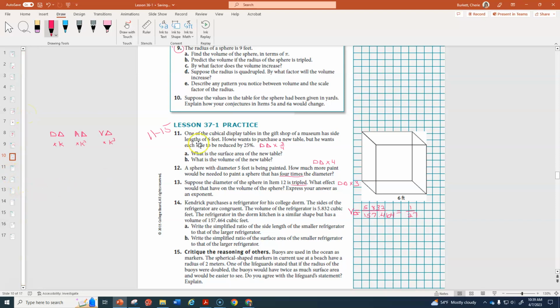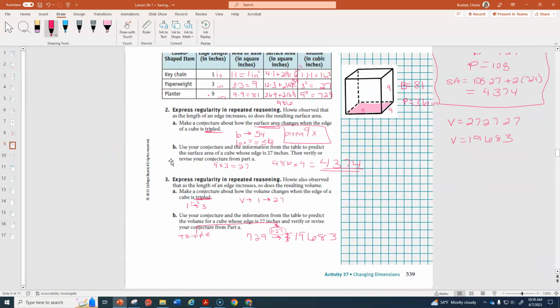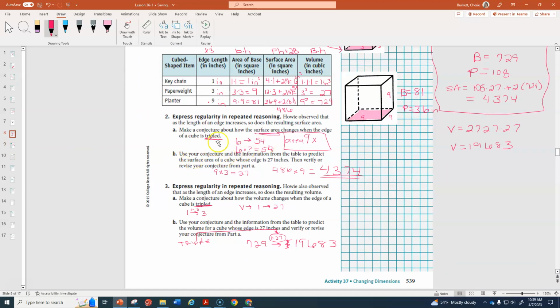After reading some of your questions, I want to make sure that you picked up on what we learned on these other pages. So when we had a dimension change, this one right here had a dimension, and I'm using the letter D and the triangle to abbreviate dimension change. When your dimension change was by 3, our area change was by 9, and our volume change was by 27.